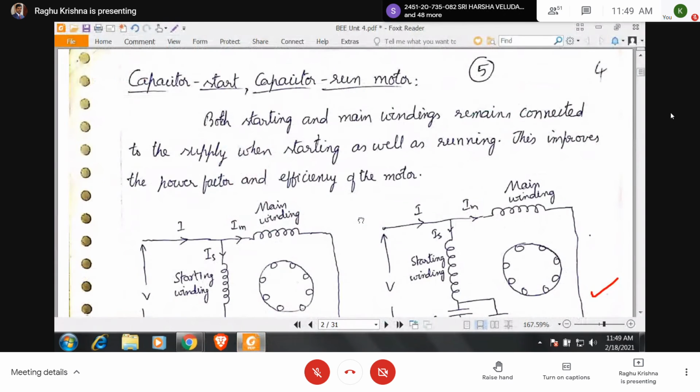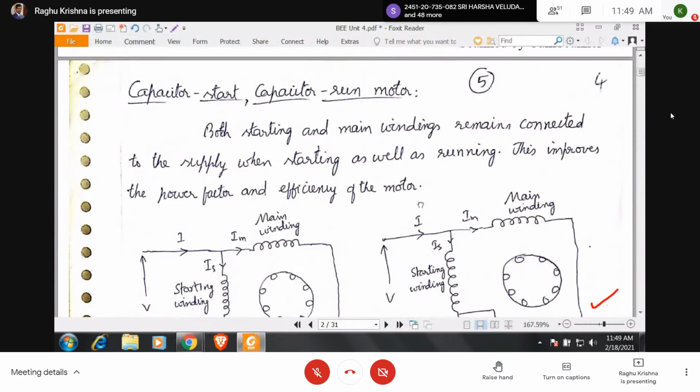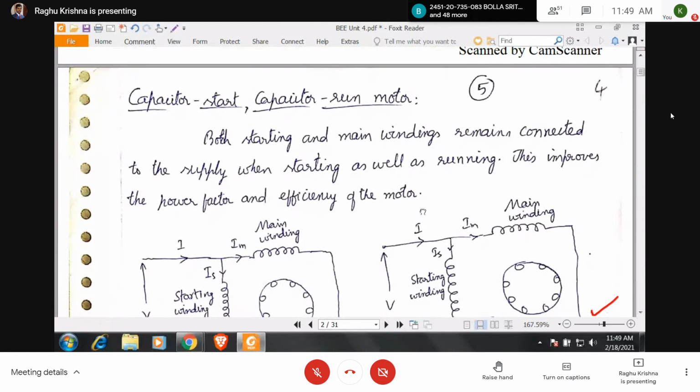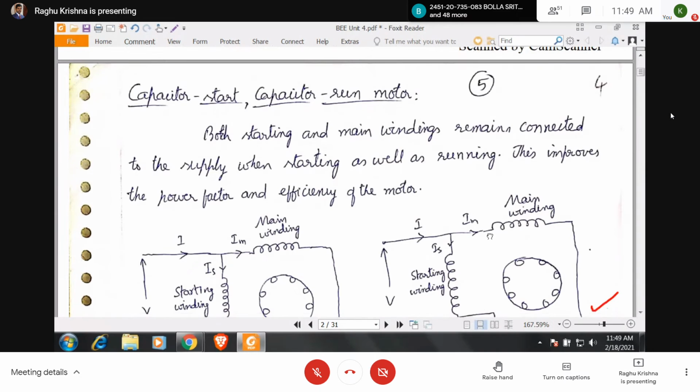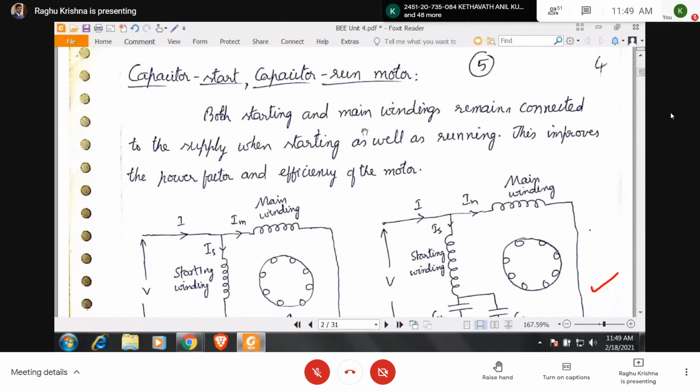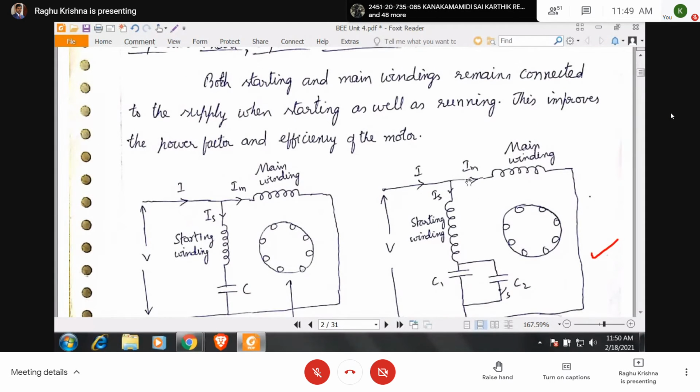Okay, students. So here, capacitor start, capacitor run motor. If they ask this in the exam, you have to draw only this diagram. Both the starting and main windings: this is the starting winding, and this is the main winding.